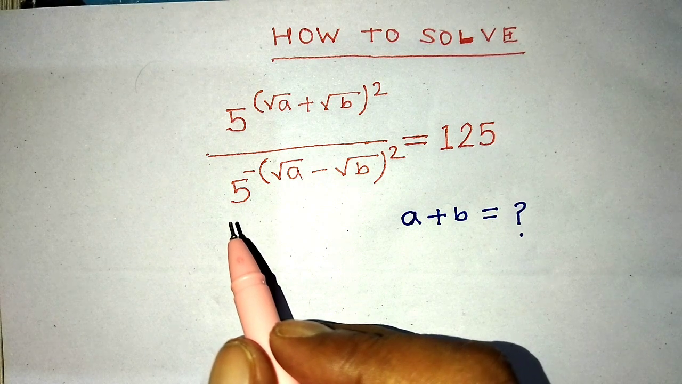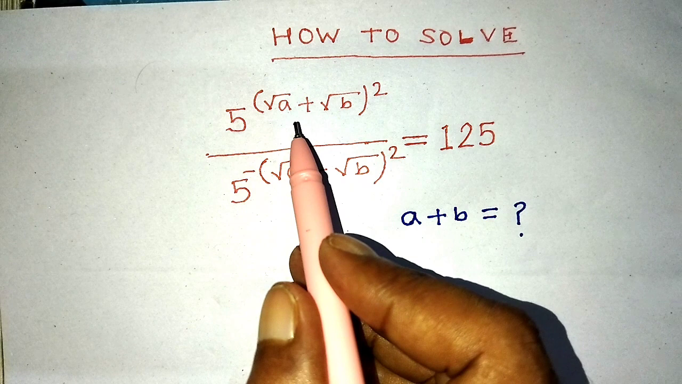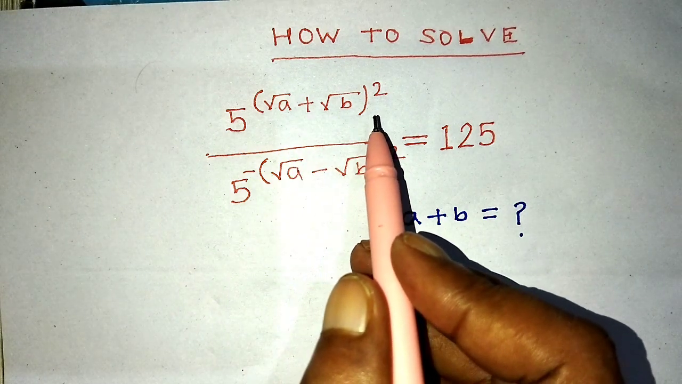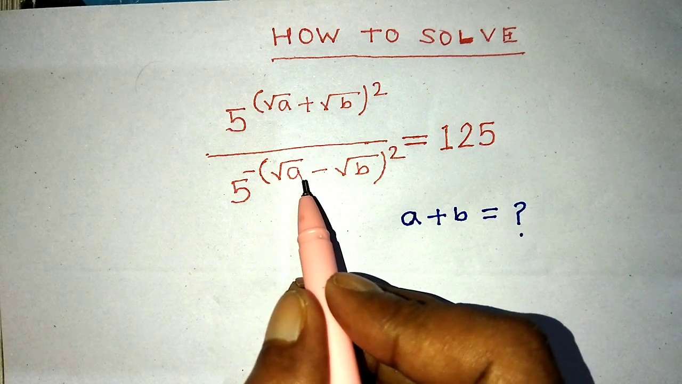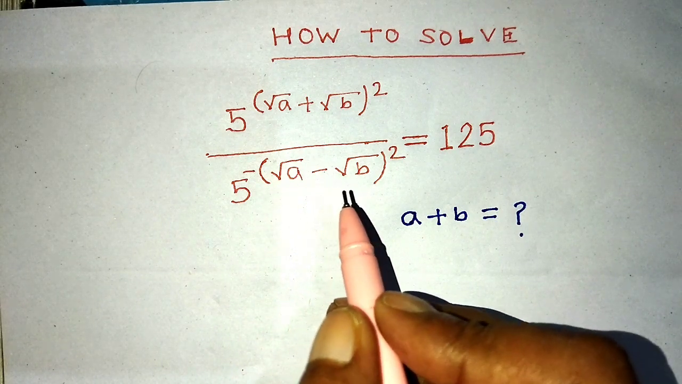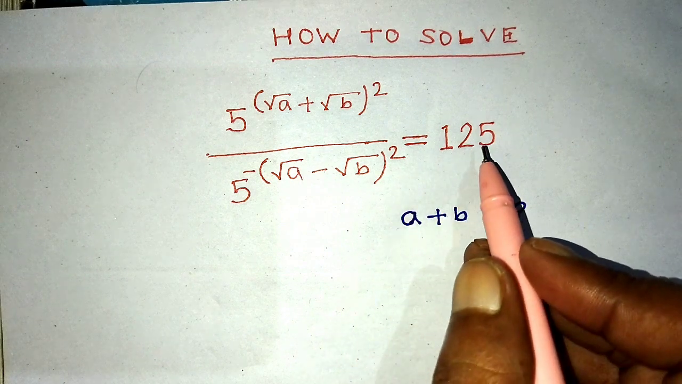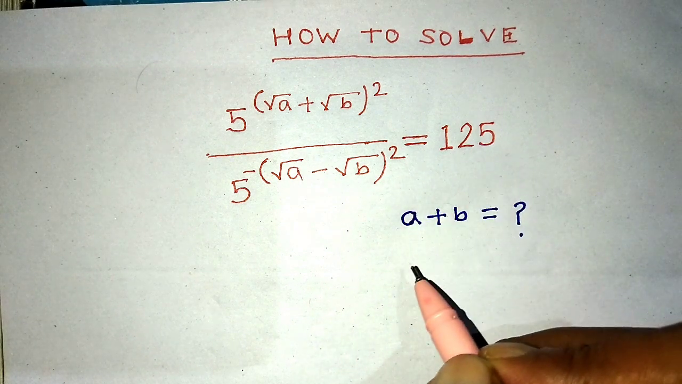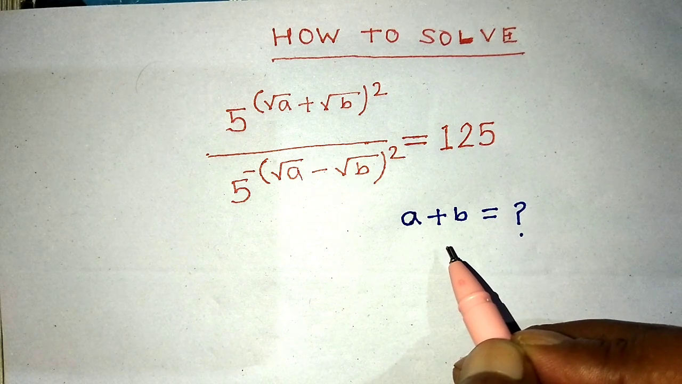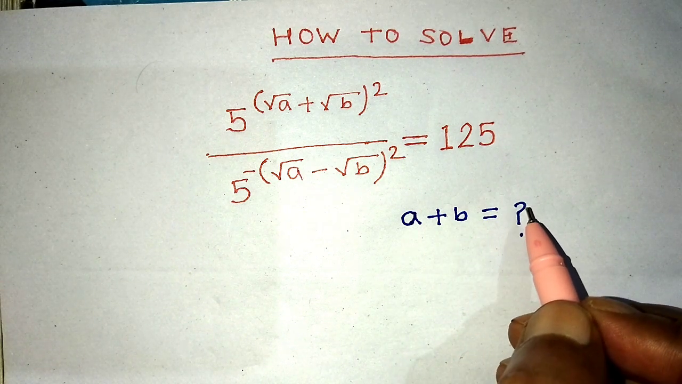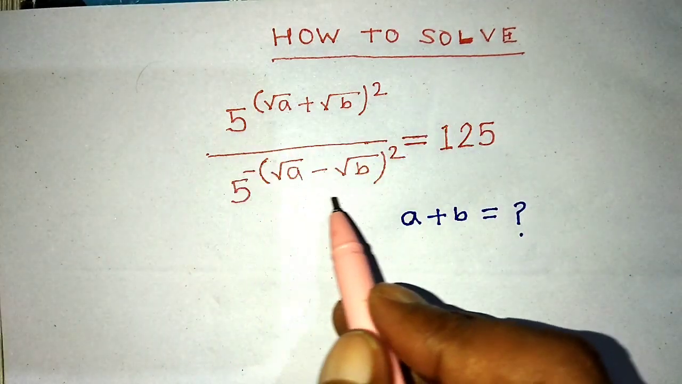So my dear student, today our question is: if (5^(√a + √b))² over (5^(−√a − √b))² is equal to 125, then find the value of a plus b. So student, today in this video I'll tell you how to find the value of a plus b from this exponential equation.